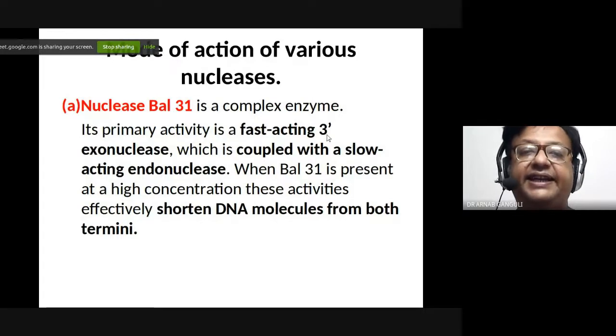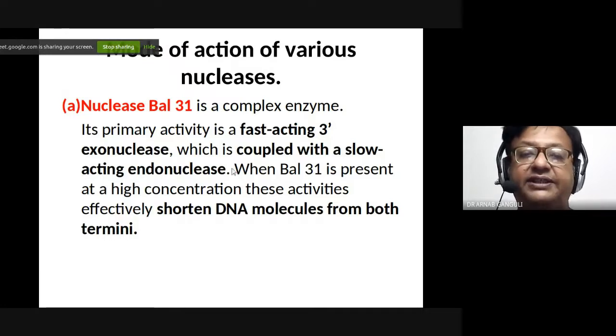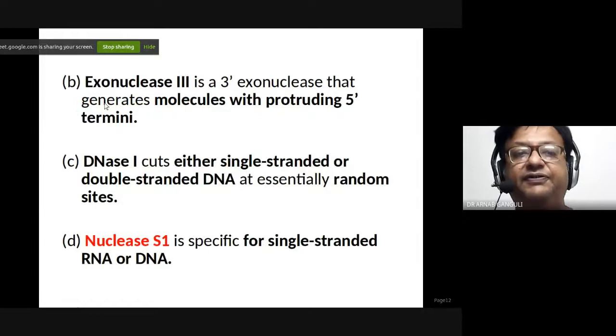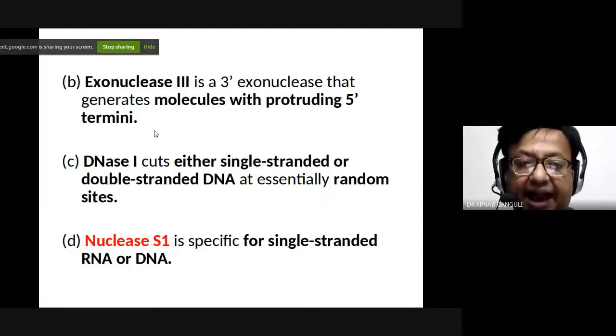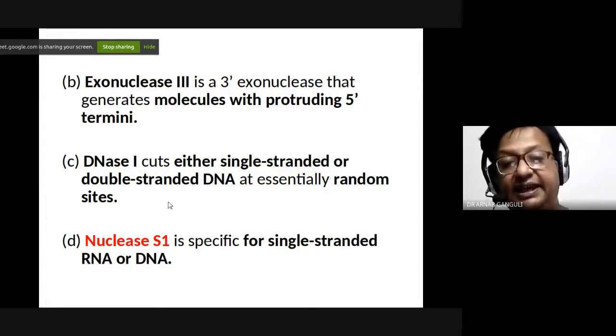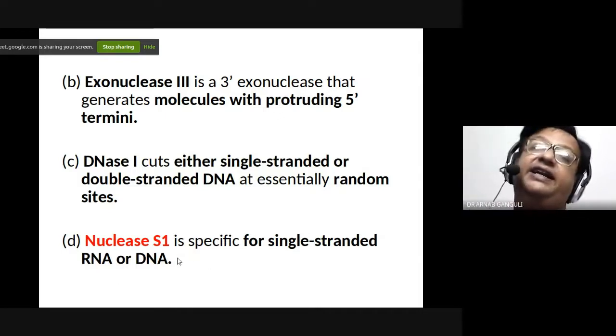BAL31 is a fast-acting 3' exonuclease. It is coupled with a slow-acting endonuclease. When BAL31 is present at high concentrations, it shortens the DNA molecules from both termini. And you have seen exonuclease 3, a 3' exonuclease that generates molecules with protruding 5' termini. DNase 1 cuts either single-stranded or double-stranded DNA at essentially random sites. And you have nuclease S1, which is specific for single-stranded RNA or DNA.